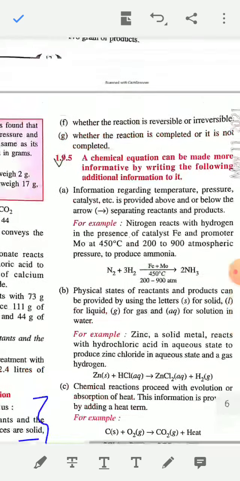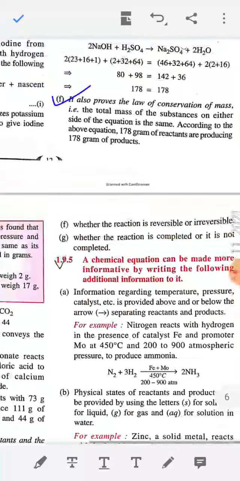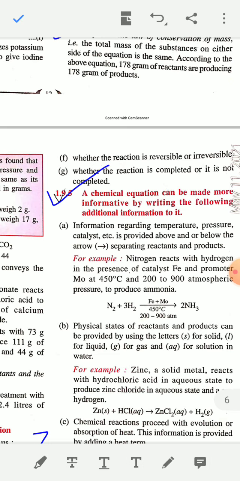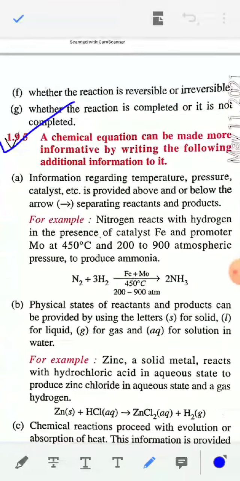Okay, so how to make a chemical equation more informative? To make a chemical equation more informative, you have to mention the following points. Okay, additional information you have to mention in the balanced chemical equation. So information regarding temperature, pressure and catalyst you have to mention in the balanced chemical equation.